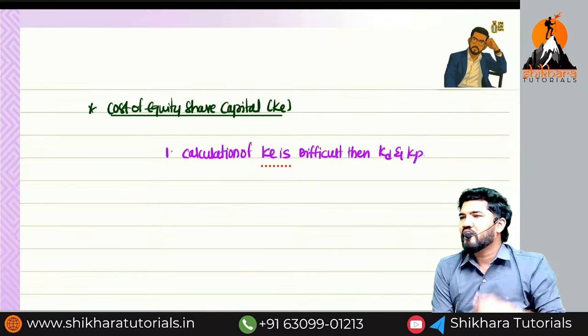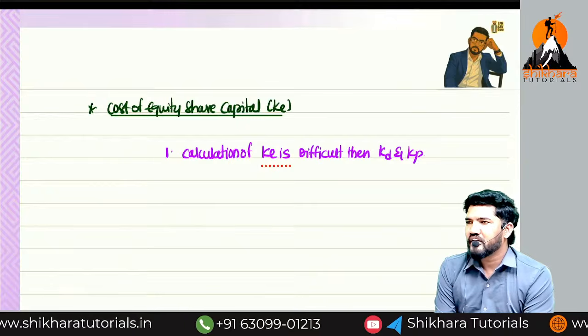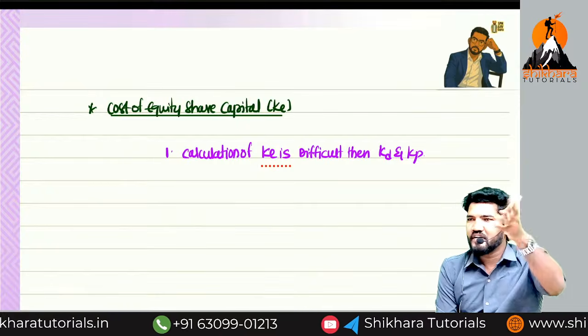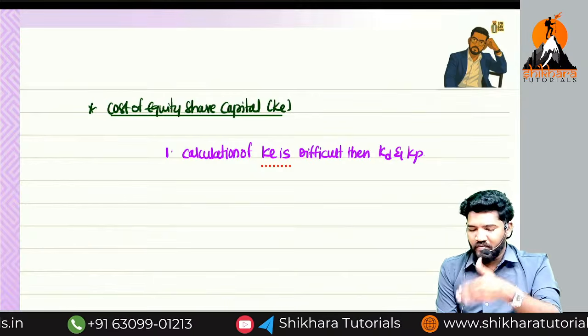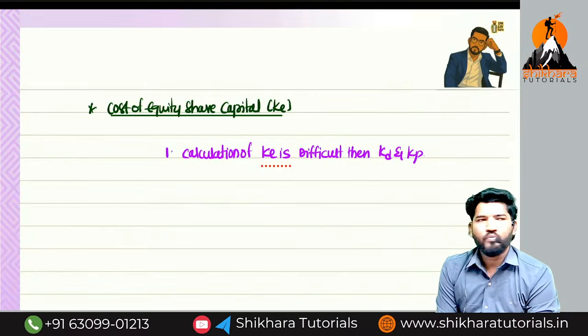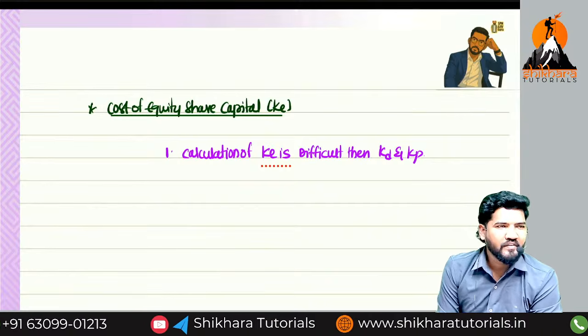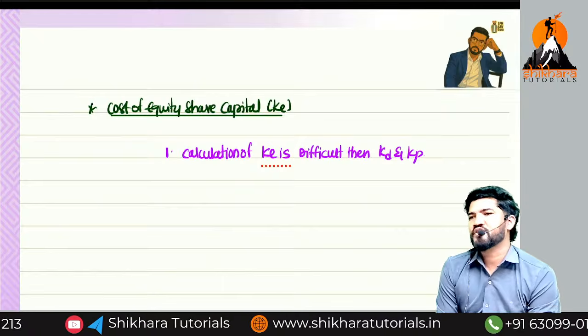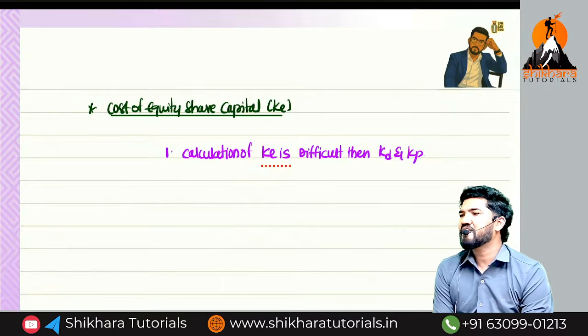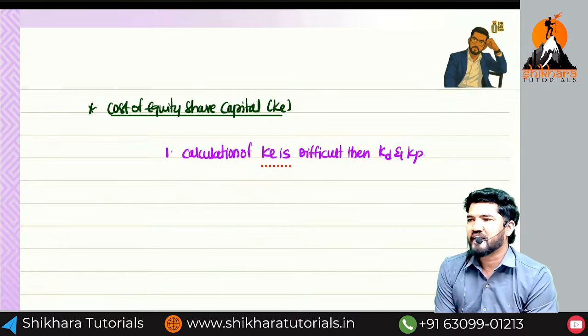What things are we using in the numerator? Earnings only, no? Interest is earning for the debenture holder, preference dividend is earning for the preference shareholder. When it comes to this KE, we are considering profit. Is profit fluctuating or the same? Fluctuating. We can't say the same profit every year. That is the second reason.